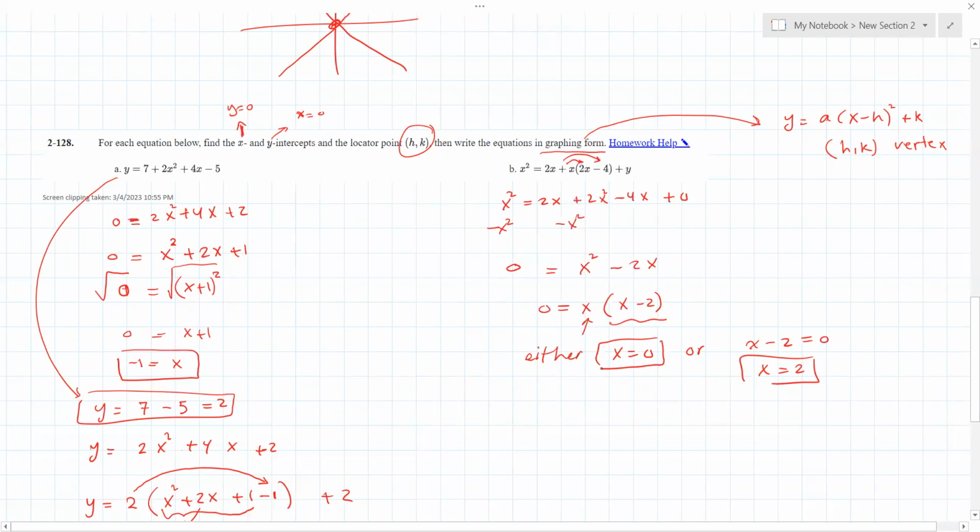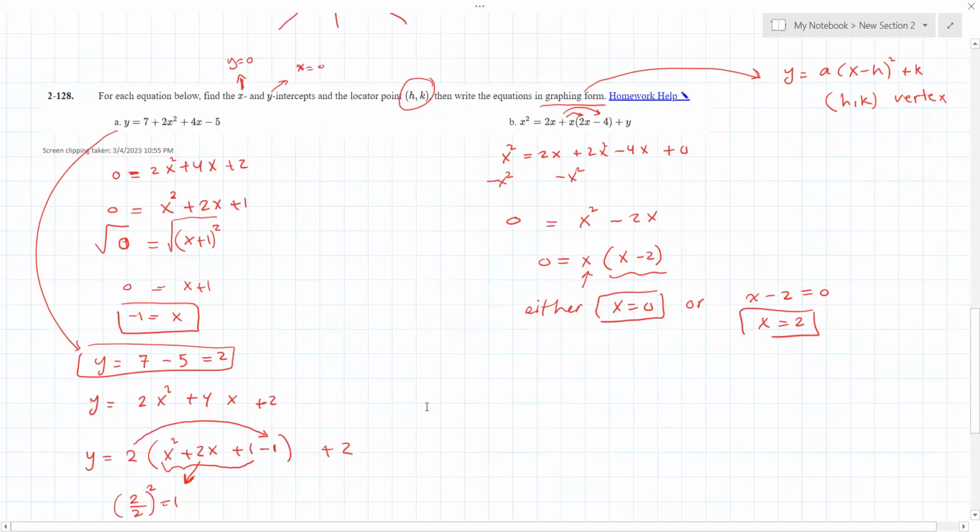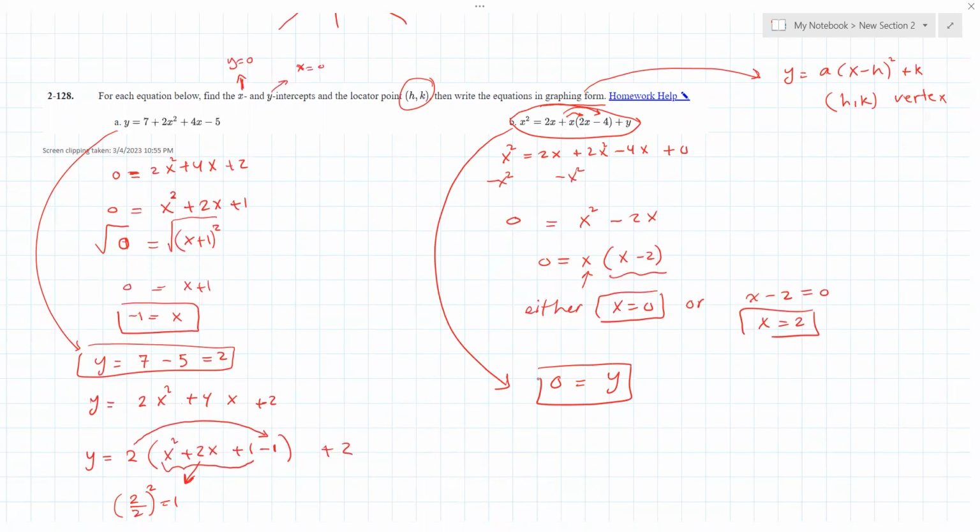And now to find the y-intercept, I will replace x with 0 everywhere in this equation. So every x will be replaced with 0. So 0 squared is 0. 2 times 0 is 0. 0 times whatever is 0. So we are just left with y equals 0. This is the y-intercept. And now we want to write this in a vertex form or graphing form.